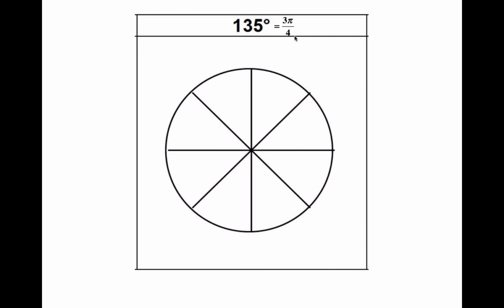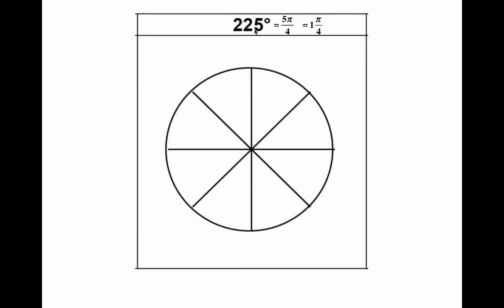135 is 3 pi over 4. So it's more than half a pi, less than a full pi. So that's going to be over here. Again, the angle's pi over 4, which is 45 degrees. But now this is going left 1, so that's a negative 1.